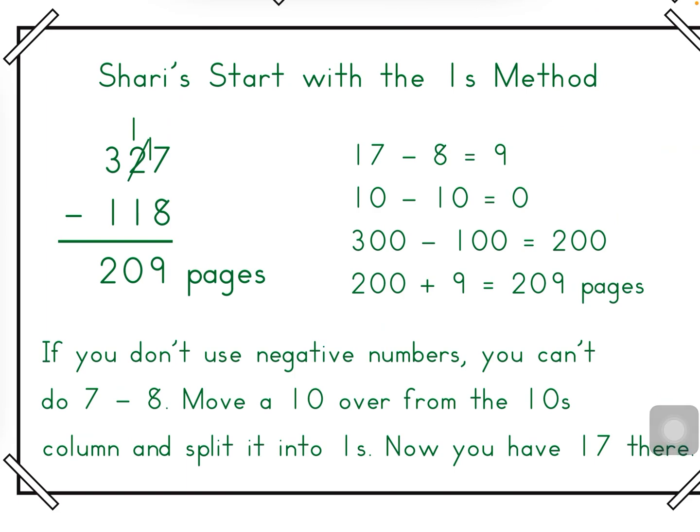So this is the algorithm for subtraction. You can't take negative numbers here, or you shouldn't. So you can't take 8 away from 7. What you have to do is borrow a 10, take the 10 over to make this a more friendly number to subtract from. So we took a 10 from the 20 here to make the 7 into a 17. So 17 minus 8 is 9. 10 minus 10 is 0. 300 minus 100 is 200. We have 209 pages when we're done.